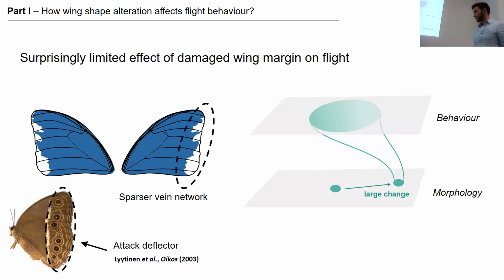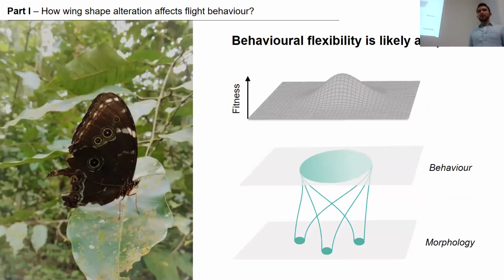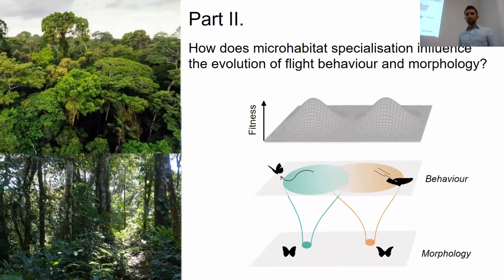But to conclude, being able to maintain flight abilities, even when the wing shape is changed, is likely under strong selection. And this makes flight behavior a highly flexible trait. In spite of this high flexibility, long-term selection exerted by the environment may lead to divergent flight evolution in species specialized in different microhabitats. I investigated this question in the second part.